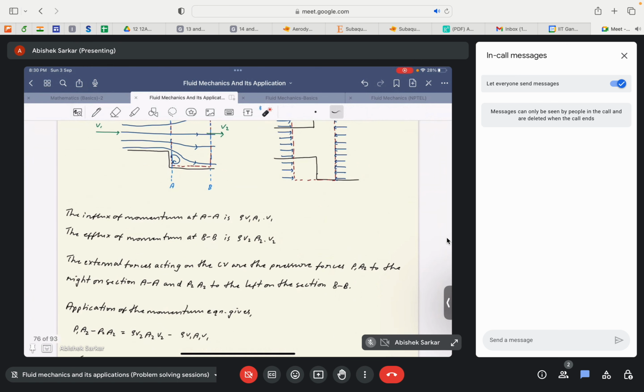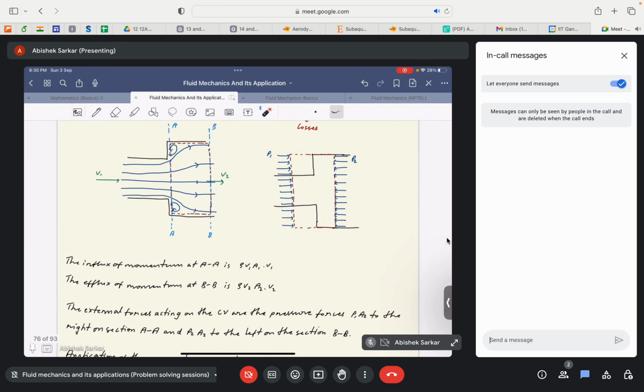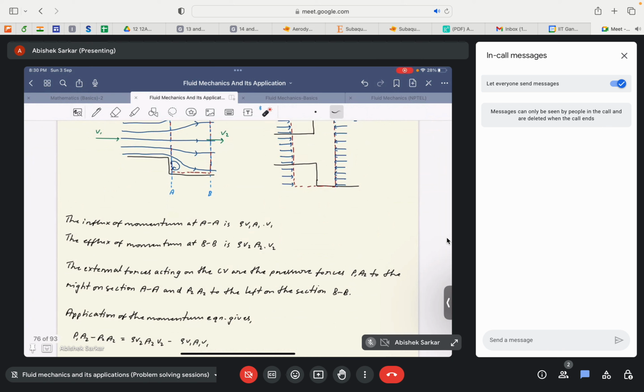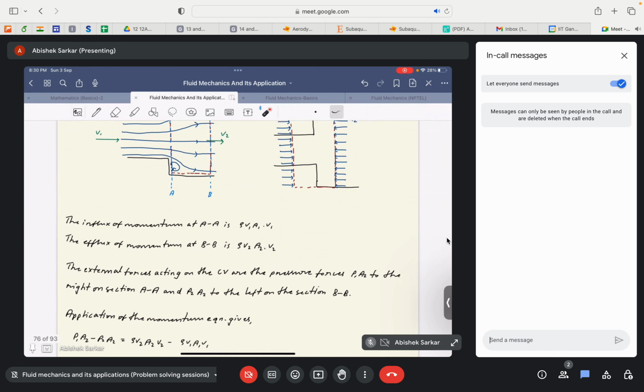Okay, so at the inlet, the net momentum influx at region A would be rho V1 A1 dot V1, because even if we have considered a control volume of this form, the net momentum influx is just because of the fluid that is confined in this region, right? So net momentum influx at this inlet would be rho V1 A1 V1. Again, the net efflux of momentum at point B would be rho A2 V2 V2. Sign conventions will come into picture in the governing equation.